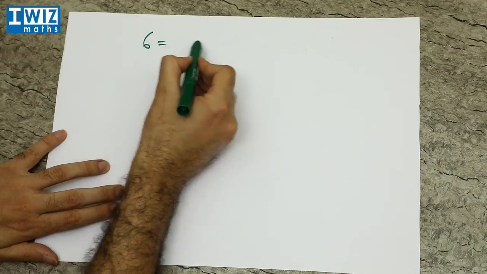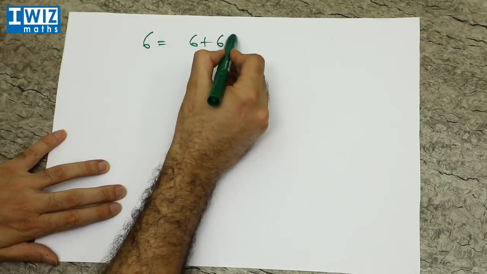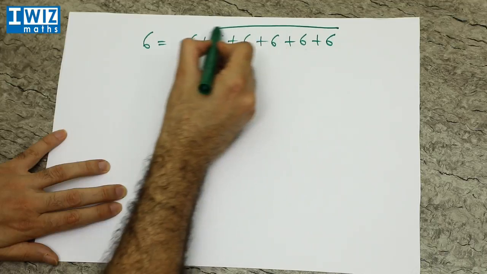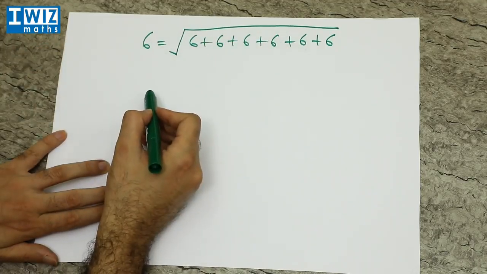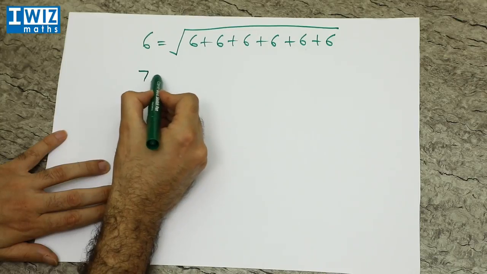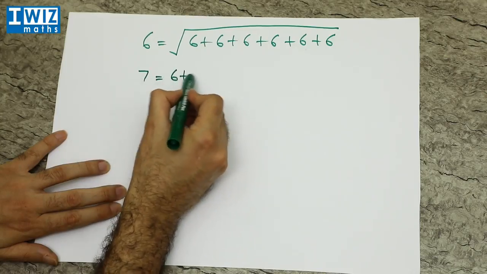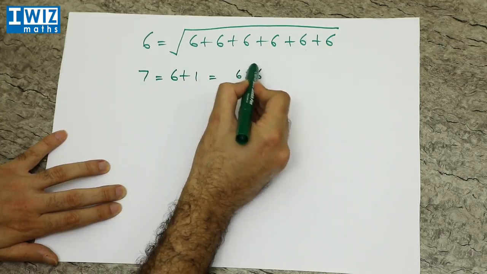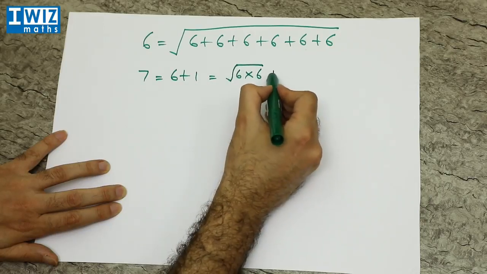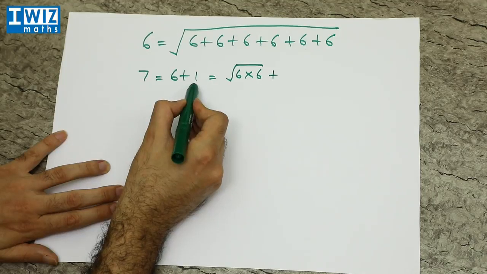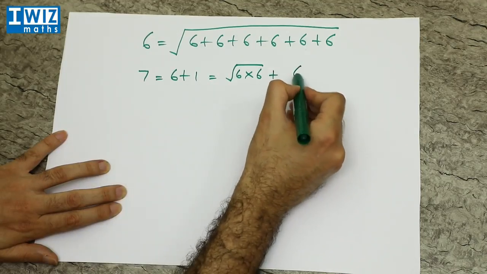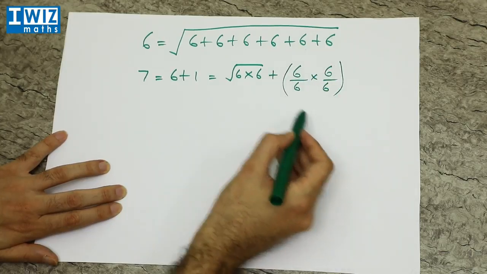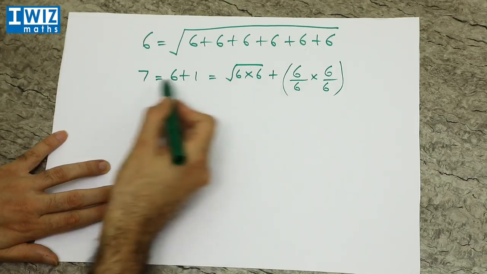So for 6, we just have 6 plus 6 plus 6 plus 6 plus 6 plus 6, and then you take the square root sign of that. To get to the number 7, 7 can be written as say 6 plus 1. So that would be 6 times 6 square root, plus, we now need to get to the number 1 using 4 sixes. So that would be 6 divided by 6 times 6 divided by 6, and we put a bracket around that. So that's 6 plus 1 gives you 7.